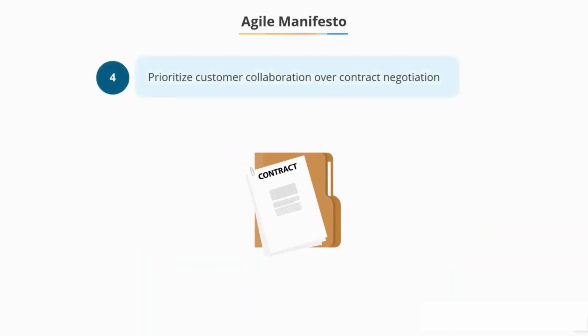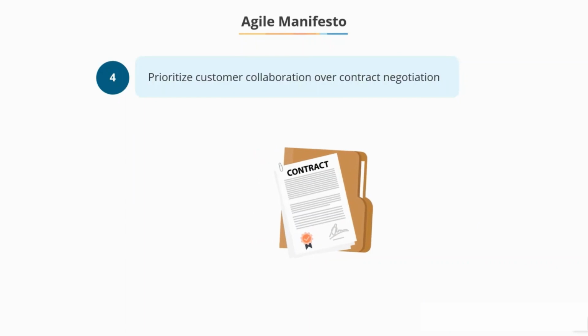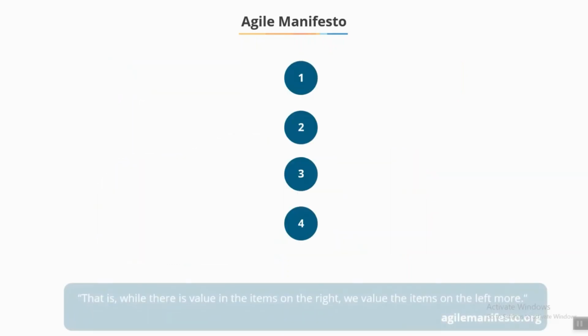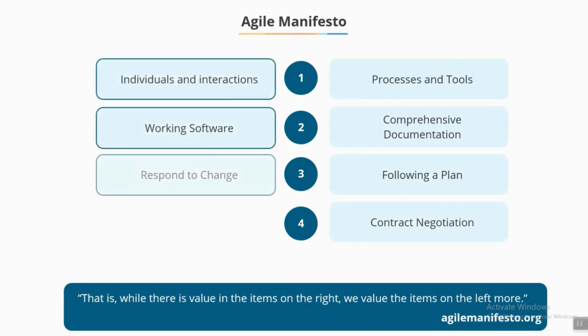Contracts have to be respected and one has to negotiate hard while signing them. But collaborating with customers is a much more valuable focus area. If you are actively engaging the customers every step of the way, contracts will take care of themselves. So the bottom line is that while the items on the right side are important, the ones on the left are perhaps more important.